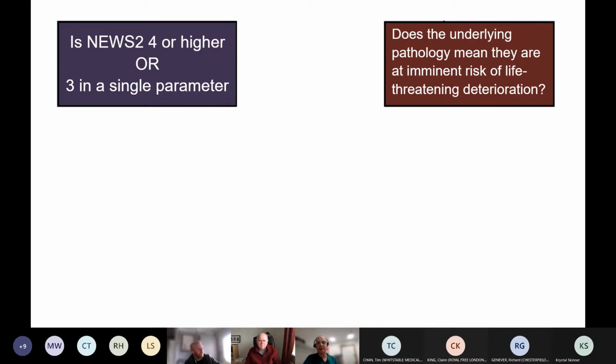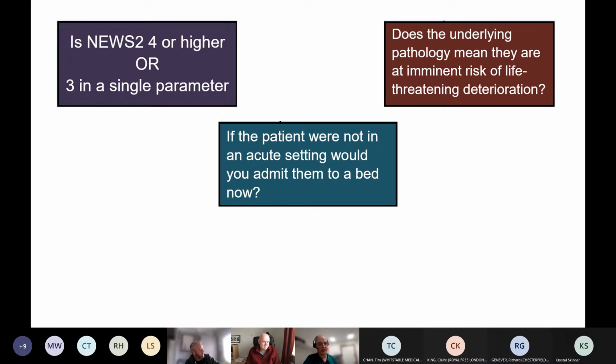And it says imminent because obviously someone with a new diagnosis of cancer is at risk of deterioration, but that's a long-term issue. It's not a short-term issue. The next question is really just a sense check. This is the important one, really.